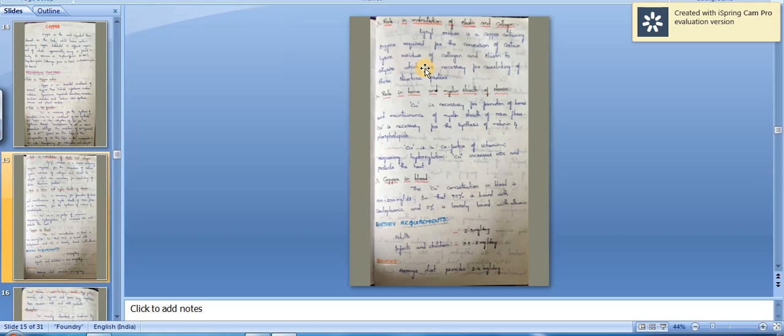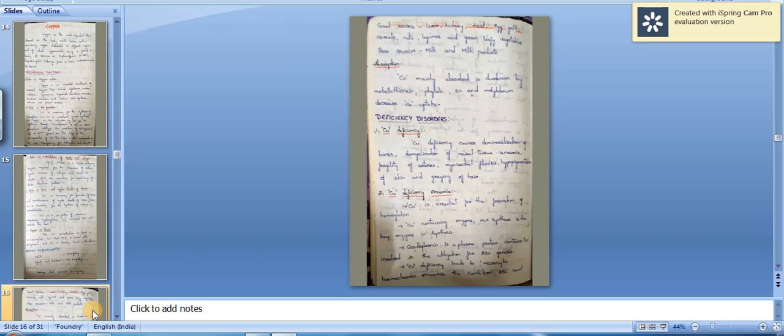Deficiency disorders. Copper deficiency causes demineralization of bones, demyelination of neural tissue, anemia, fragility of arteries, myocardial fibrosis, hypopigmentation of skin, and graying of hair.